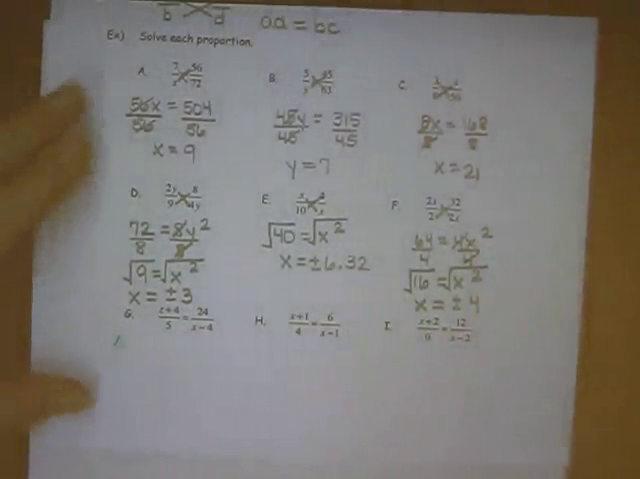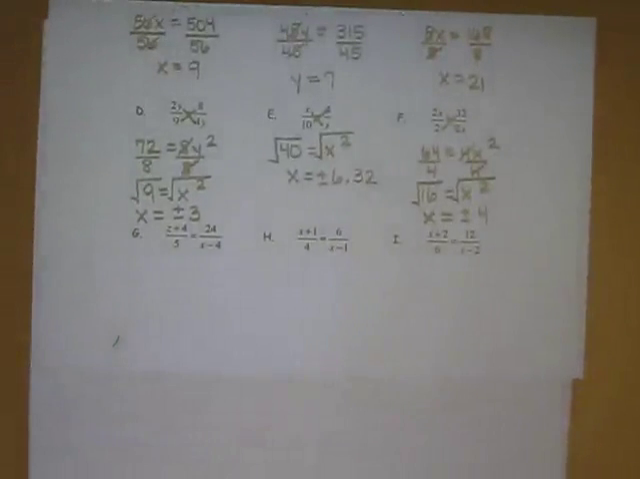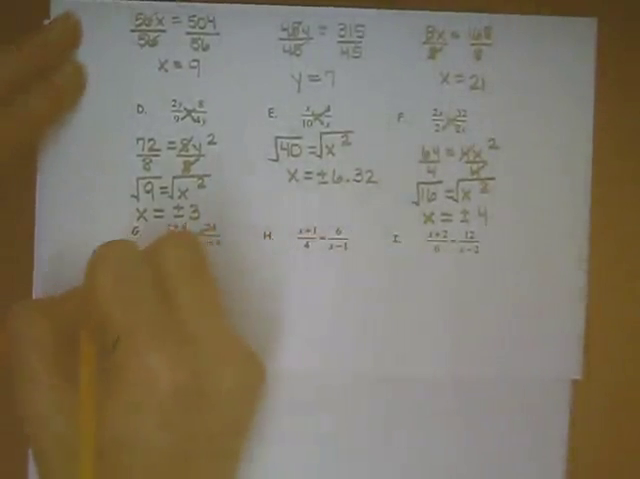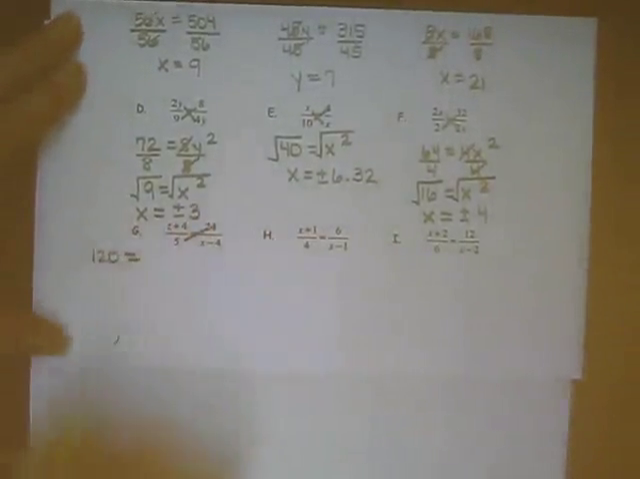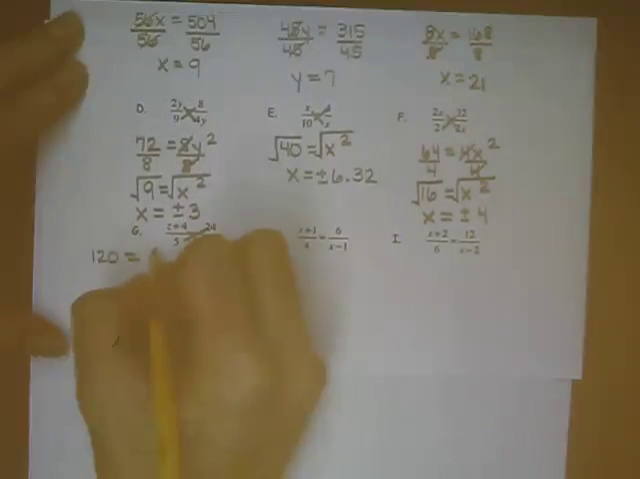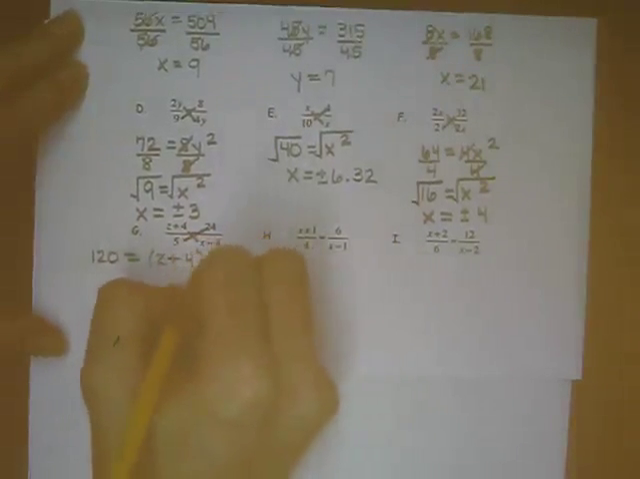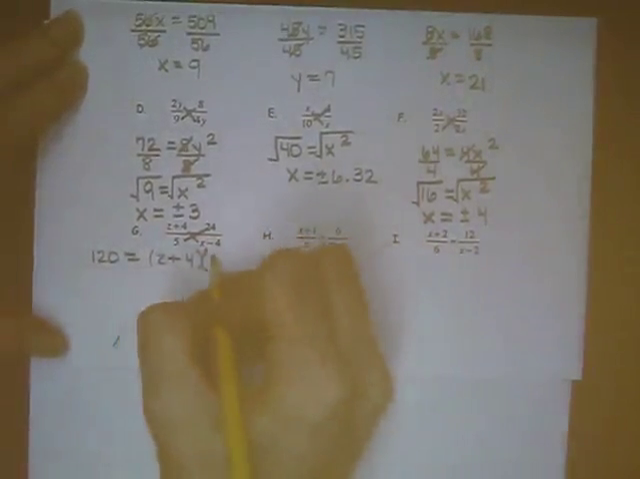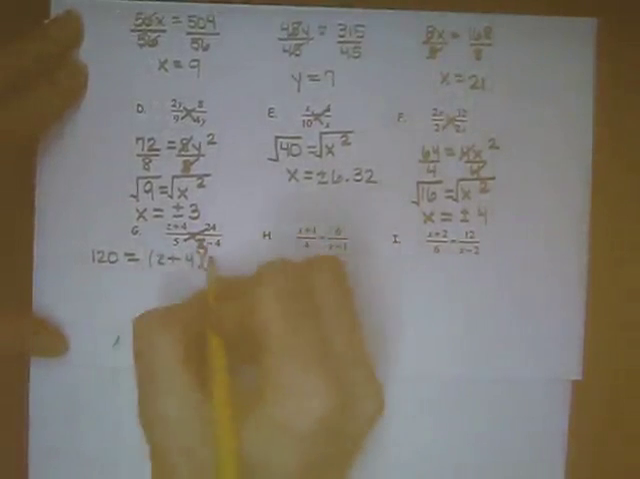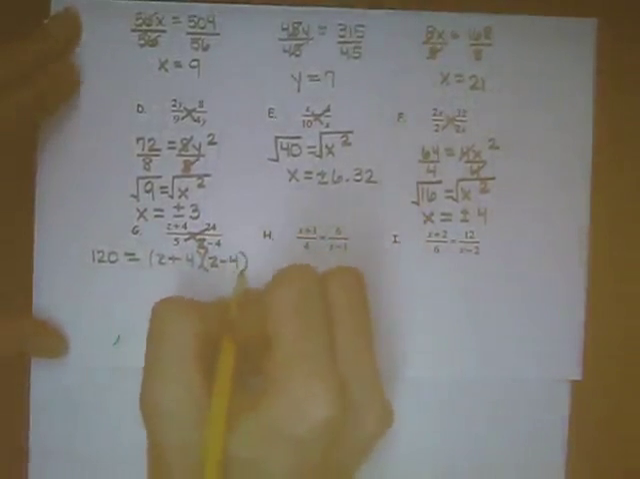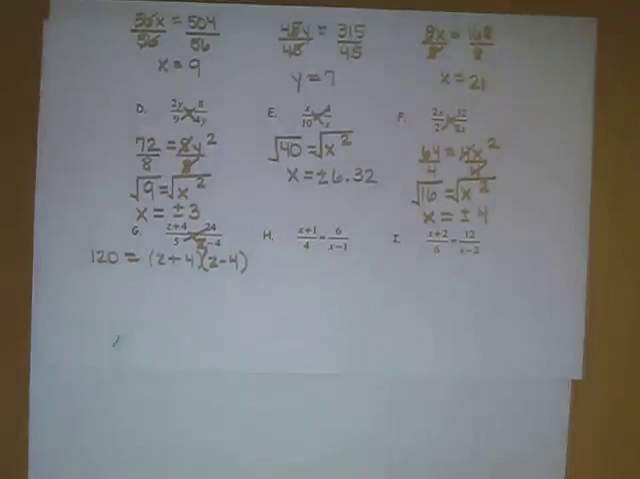Our next situation deals with even more variables. So the first thing we're going to do, just as we have before, is cross multiply. So we get 120 equals, and when we cross multiply these, and this should be a z, when we cross multiply those, we have to actually FOIL. So in this situation, we are now going to FOIL out the right-hand side.